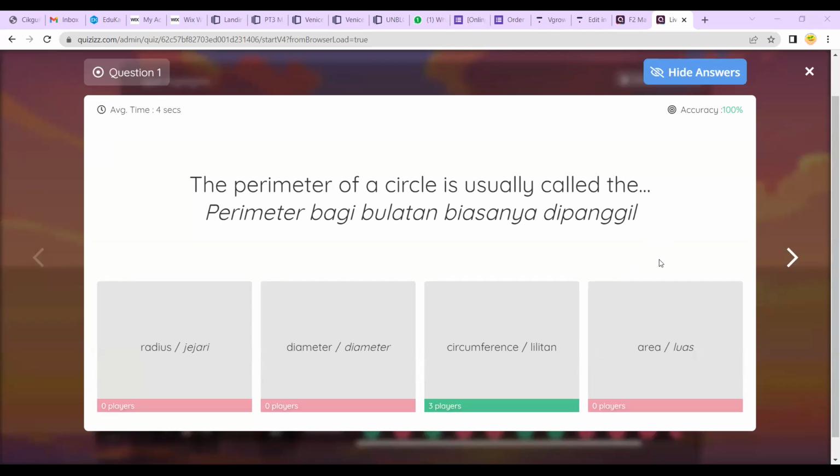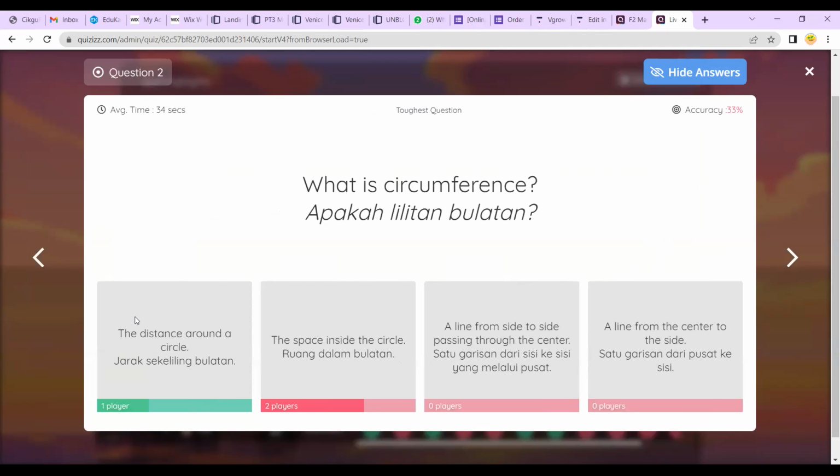Okay, for the first question, everyone got it correct. Perimeter is circumference. Well done. The next one, the distance around a circle. Distance means the length, so the space is actually referred to as area. Space is area, so that is wrong.